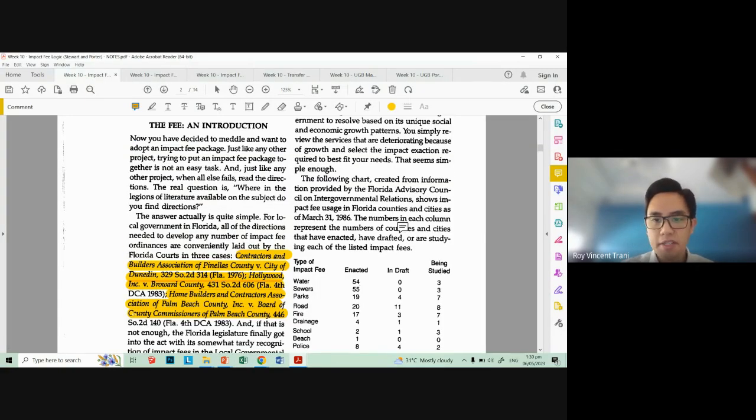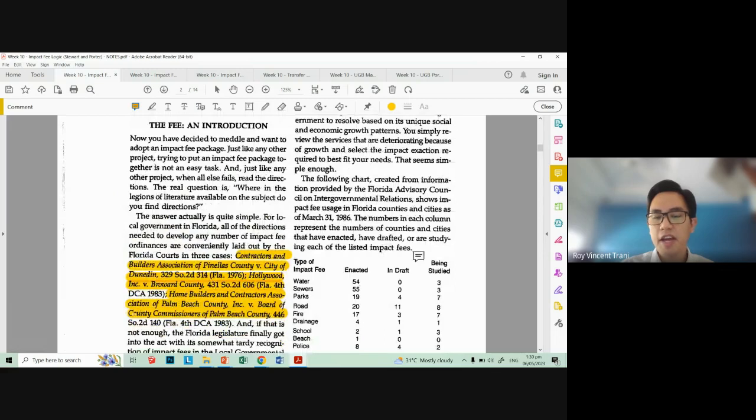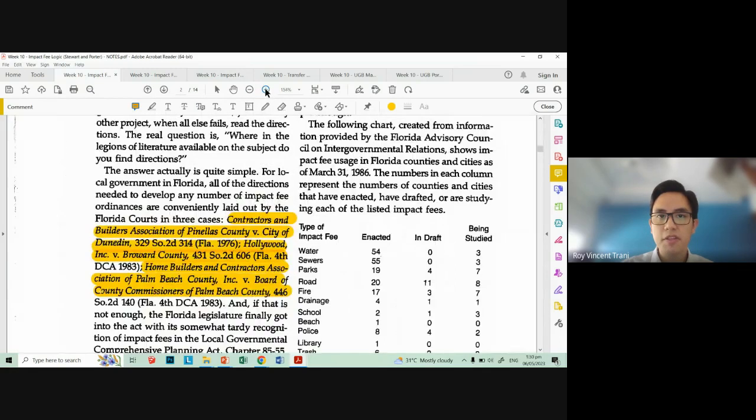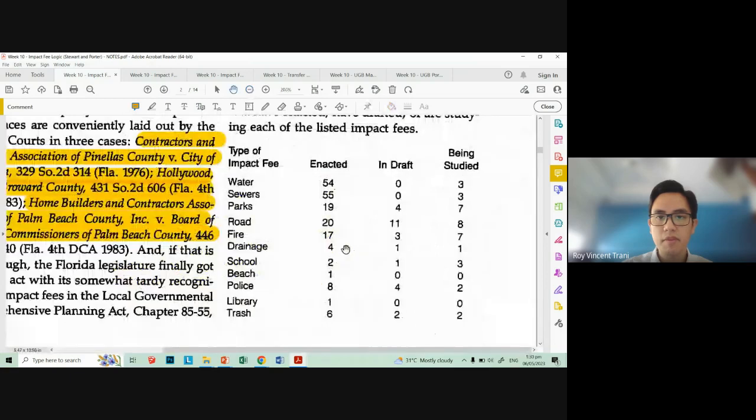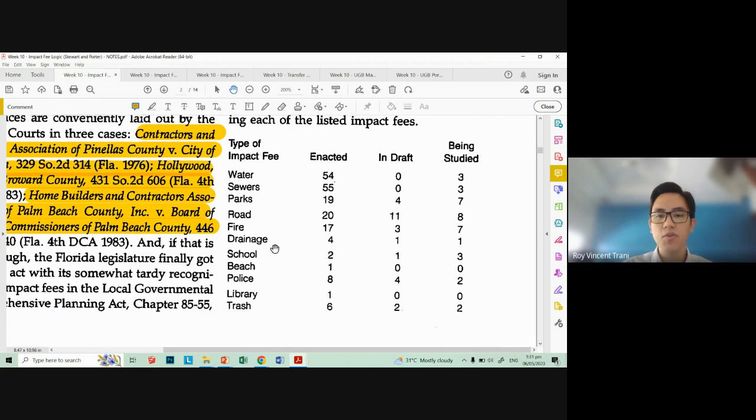And then in our reference, we have a list of typical types of impact fees, at least from the 1980s. I'll just zoom in on this for the sake of the recording. Sewer impact fees are the most enacted at 55, followed by water impact fees at 54, then road impact fees at 20, parks at 19, fire stations at 17, and the rest are drainage, school, beach facilities, police stations, libraries, and trash facilities.